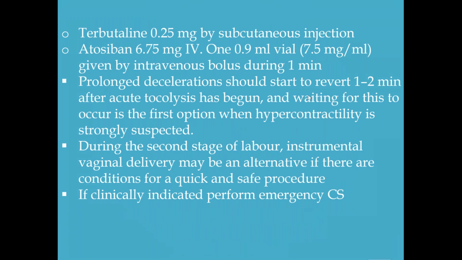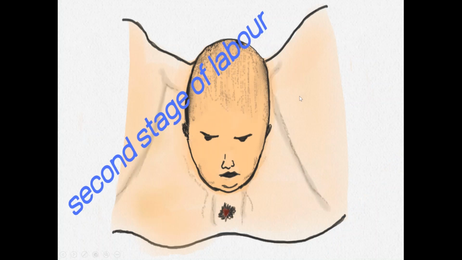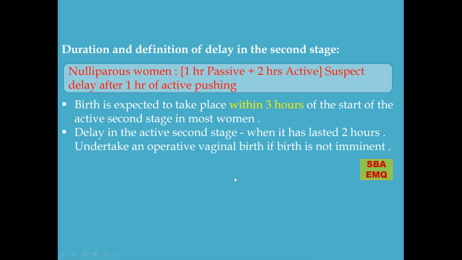So what about the second stage of labor? We discussed before the duration and definition of delay in the first stage. So what about the second stage? In the nulliparous woman, 1 hour passive and 2 hours active. A delay is suspected after 1 hour of active pushing. Basically, you know this: 1 hour passive and 2 hours active.